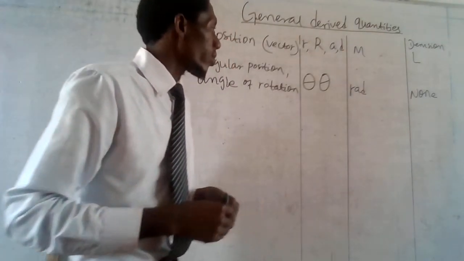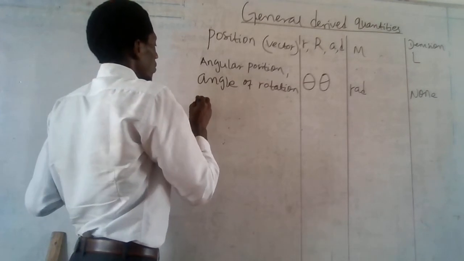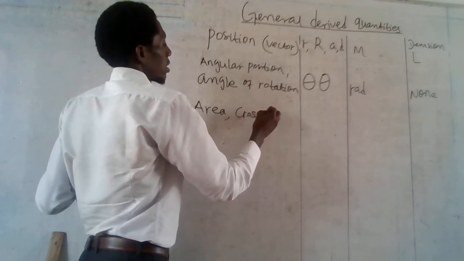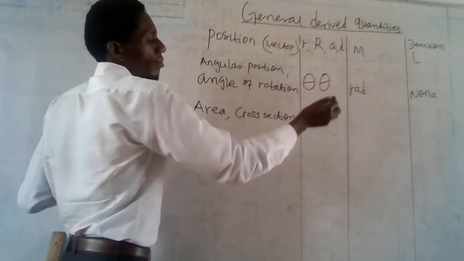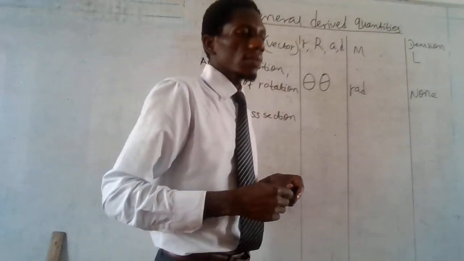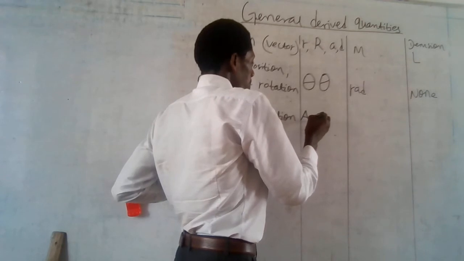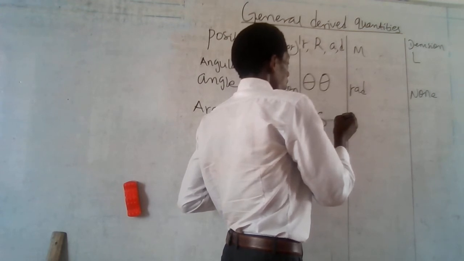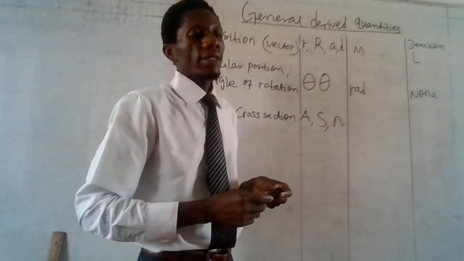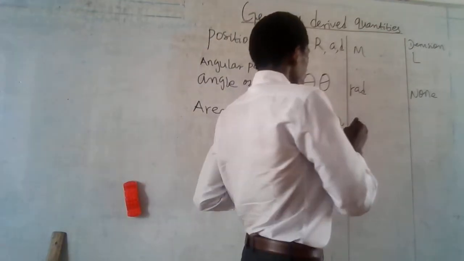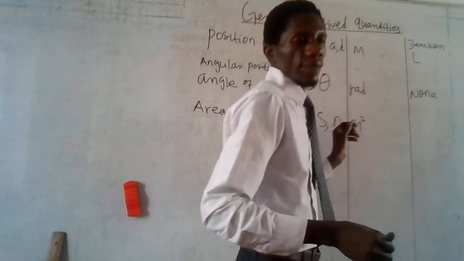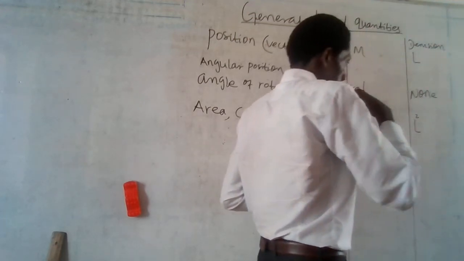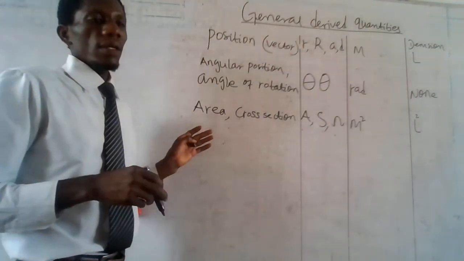Then we have area or cross section. We use these symbols to represent area or cross section, and they are measured in meter square.